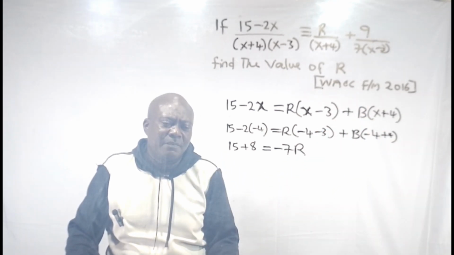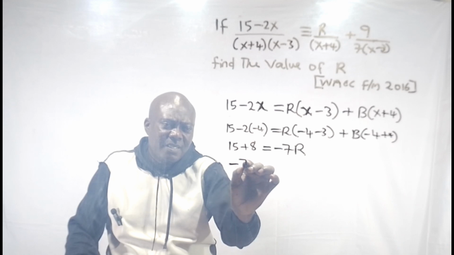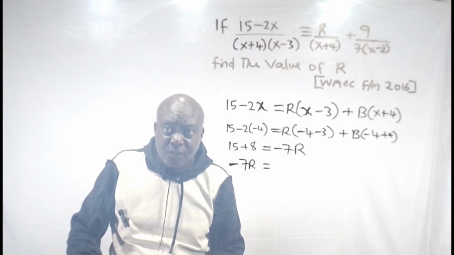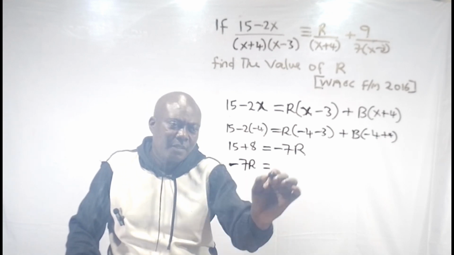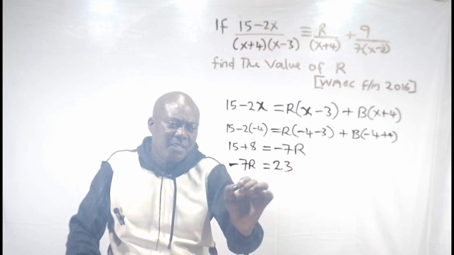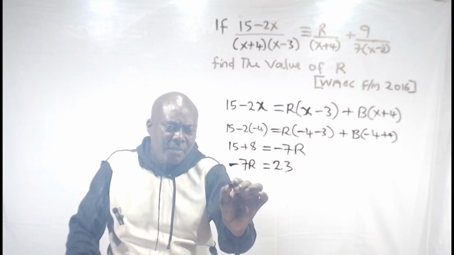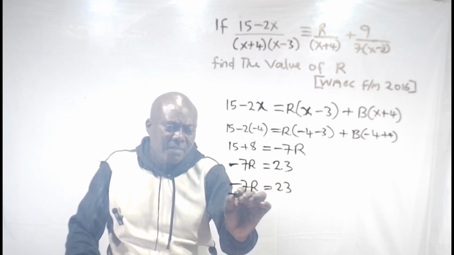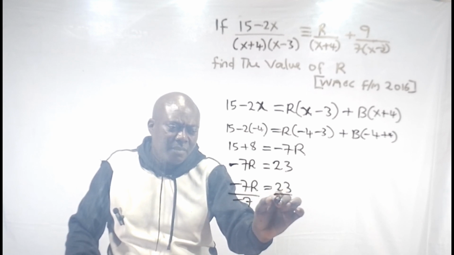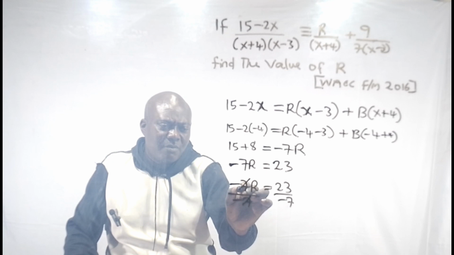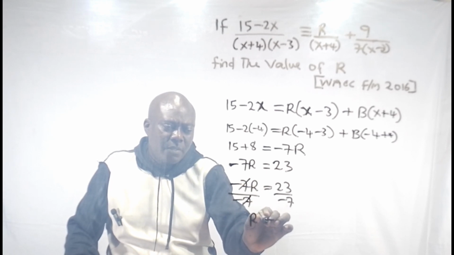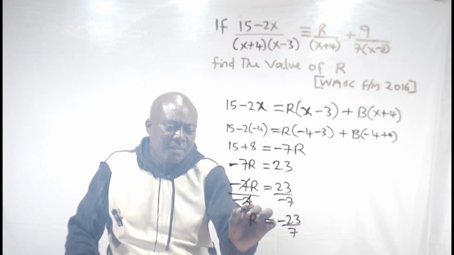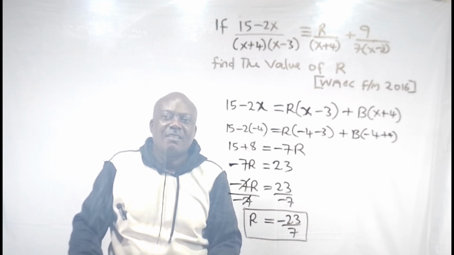So you think about it now. Minus 7r will be equals to 15 plus 8, which is 23. Remember, we're looking for r. So we divide both sides by the coefficient of r, which is minus 7. 23 by minus 7, this one by minus 7, this one and this one will go. So r will be equals to minus 23 over 7. That is the final answer.